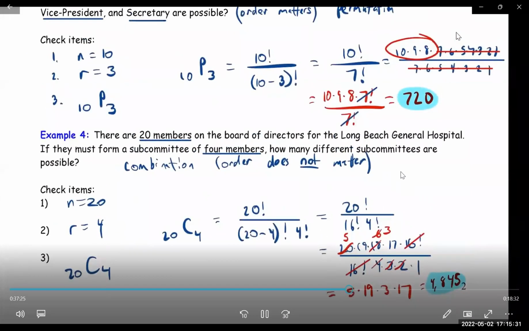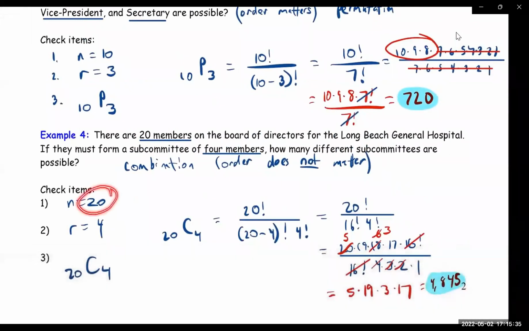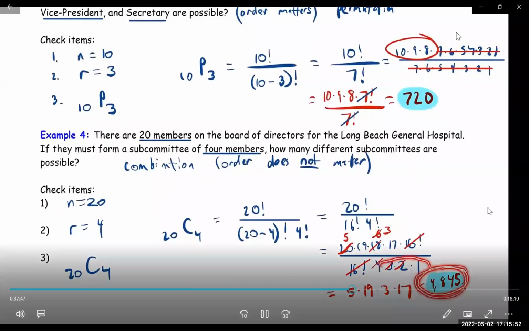Yeah, it sounds like a lot because there's only 20 people you're choosing from and you're selecting 4 out of the 20. You wouldn't think that there's this many ways that you can select, but that's the number of different ways you can select 4 people out of 20. It's pretty crazy to think that that number should be so big, but it is.